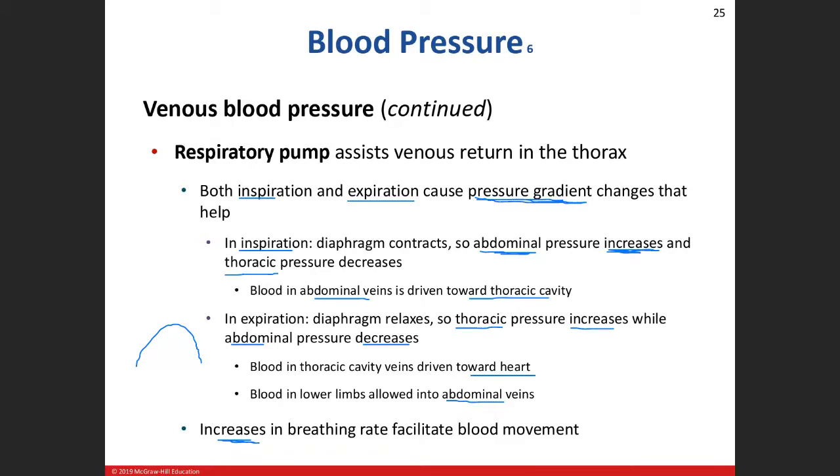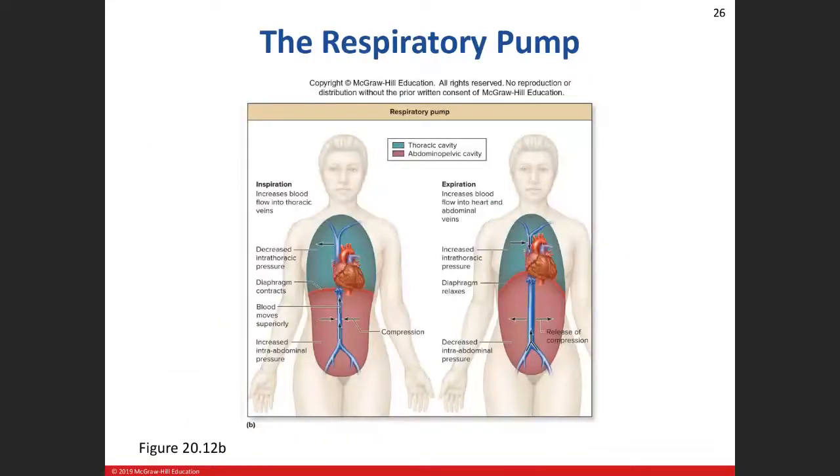Cool stuff. There's a picture here in your book, basically telling you what I was just telling you. So inspiration: the diaphragm contracts and flattens out. Pressure in the thorax is less than the pressure in the abdominal cavity, so blood moves down the pressure gradient and moves into the thoracic cavity here.